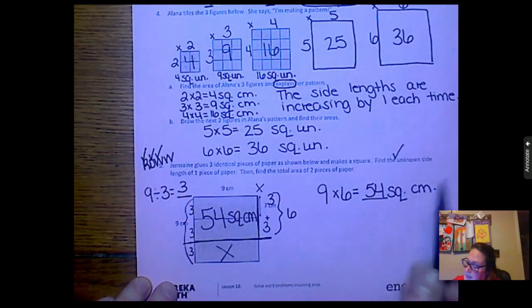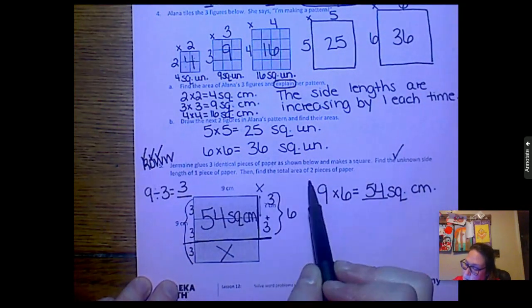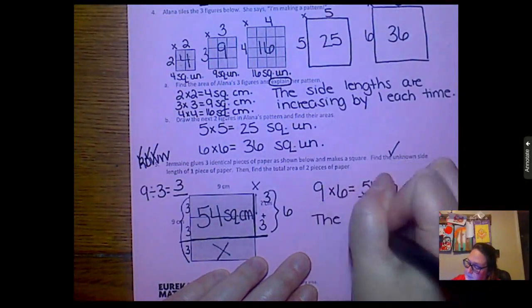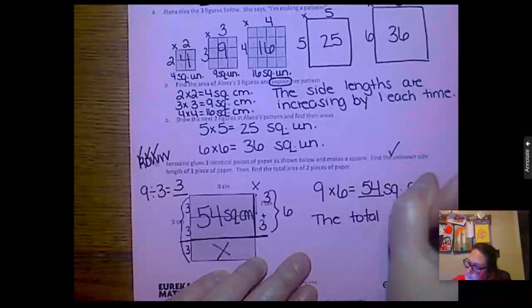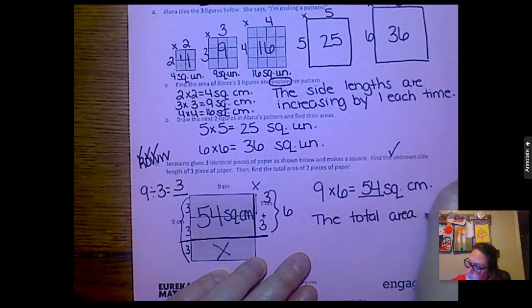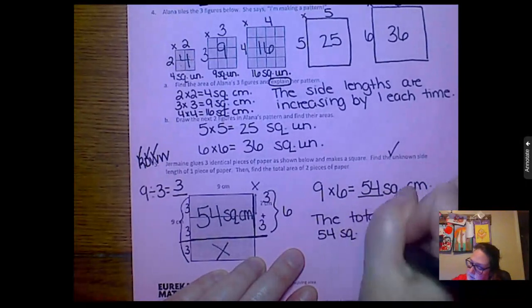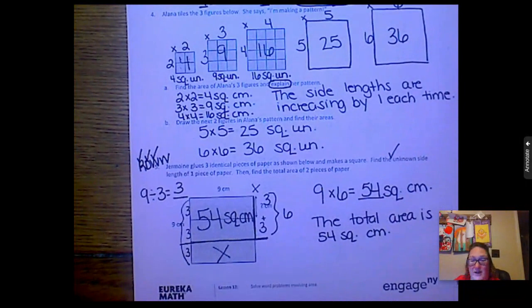So the last part would be a sentence. So find the total area of the 2 pieces of paper. So the total area is 54 square centimeters. There you go.